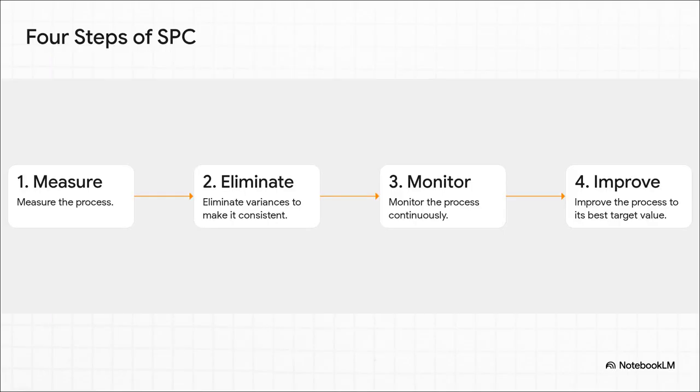So, the logic of SPC really just unfolds in 4 simple steps. First, you've got to measure the process as it is right now. Get your baseline. Then, you put on your detective hat and hunt down anything that's causing inconsistencies. Once it's stable, you keep an eye on it. You monitor it to make sure it stays that way. And finally, you can start fine-tuning, pushing the process toward its absolute best performance.